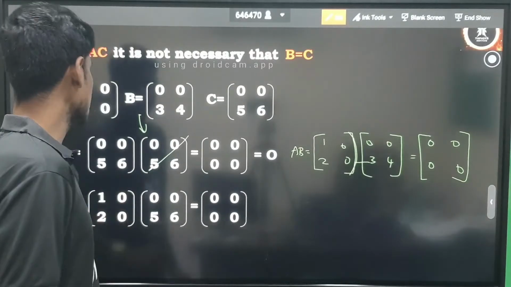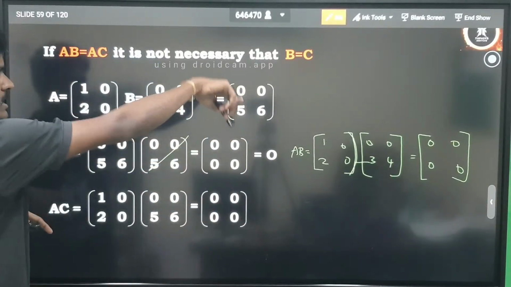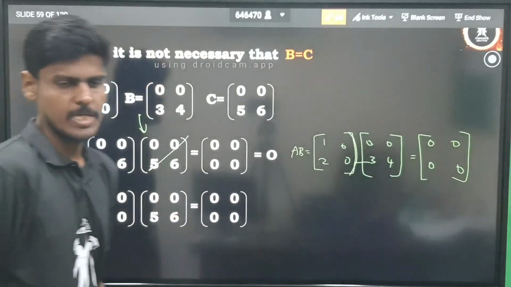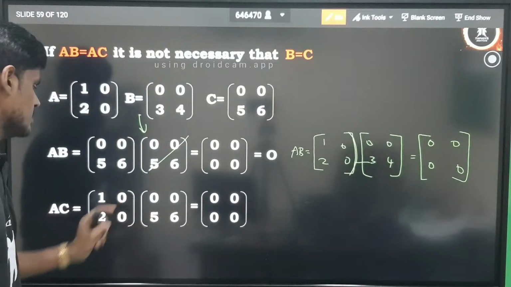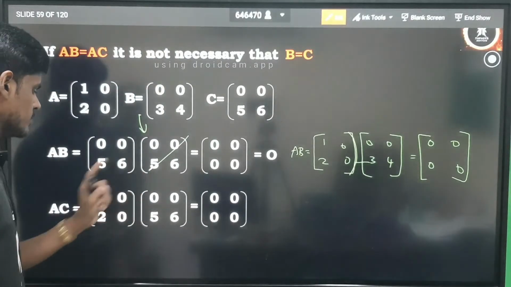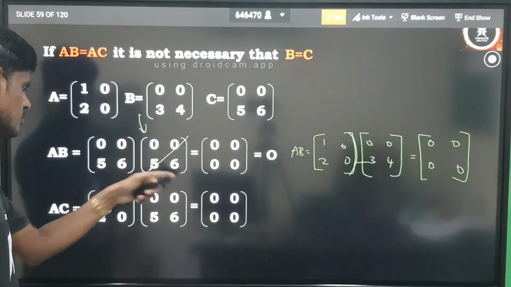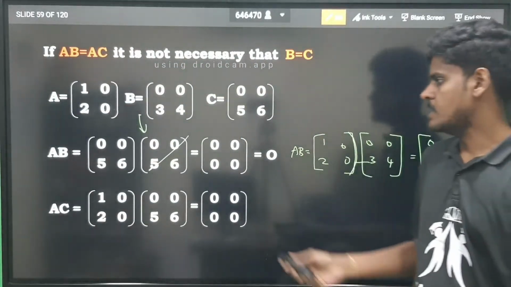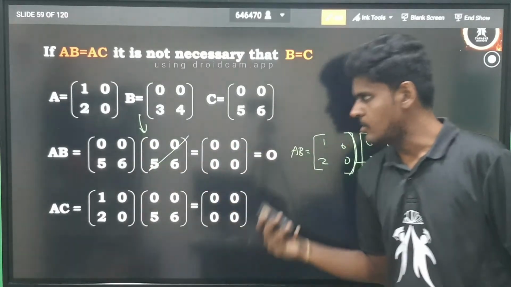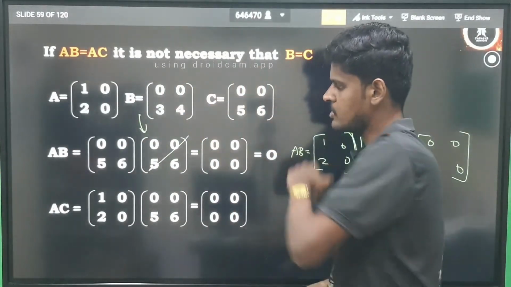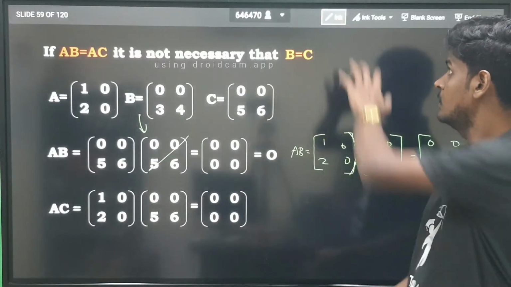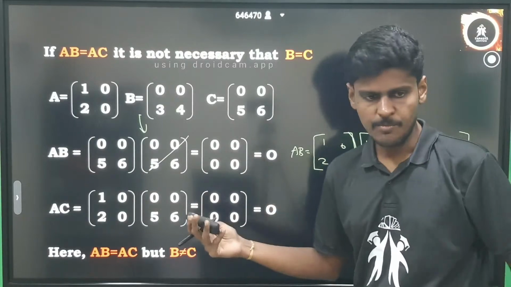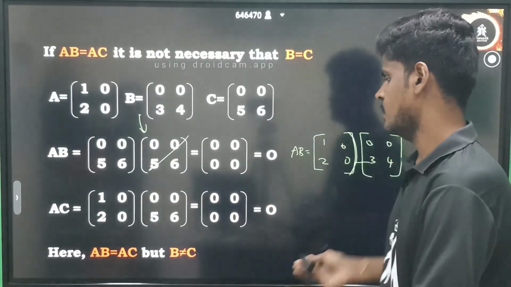Next, A into C. A matrix is this one, C matrix is this one. A into C is given by, again multiply this, it comes out to be 0 matrix. 0 plus 0, 2 into 0, 0 plus 0 into 5, 0 plus 0. So it is also a 0 matrix. What we understand from this: AB equal to 0, AC equal to 0, that does not mean B equal to C. So AB equal to AC, both are actually 0 matrix, but B is not equal to C.